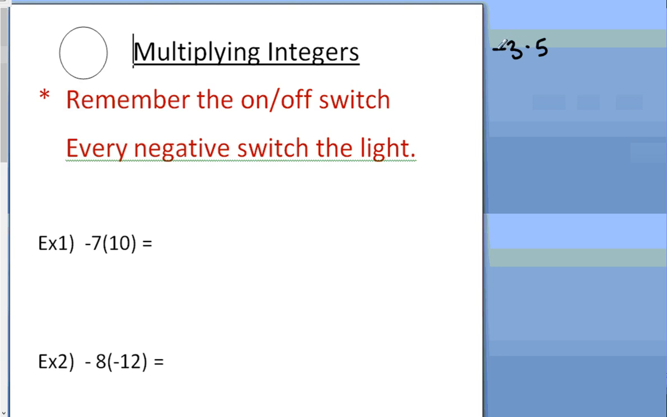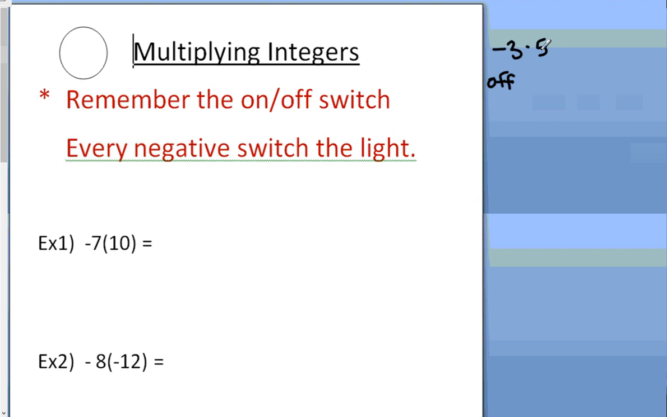if the first number is negative, it turns off the lights; positives don't do anything to the lights. So every time you see a negative, you're going to flip the light switch, okay? Whatever the first number is tells you if the lights are on or off. Negatives turn the lights off, positives turn them on. So the first number is negative, so the lights are going to start off.